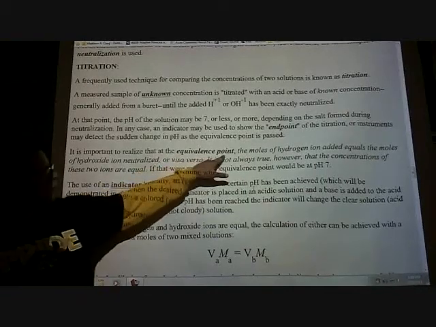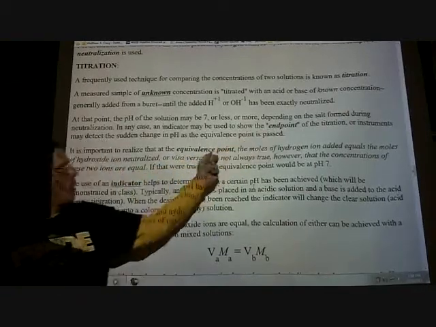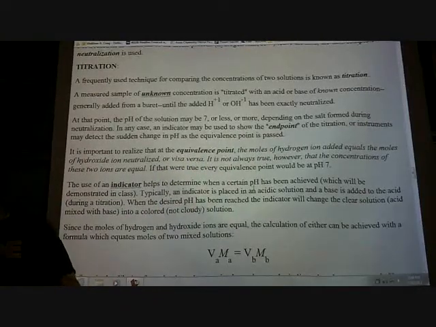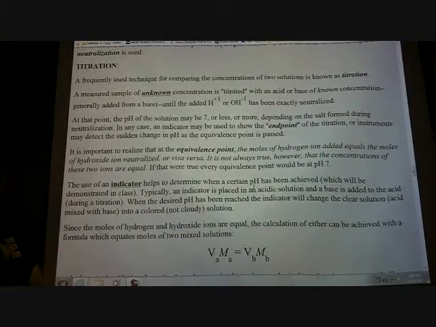And again, here's that equivalence point or end point. These all represent the same thing. That's when we have the same number of hydrogen ions as we do hydroxide ions there.